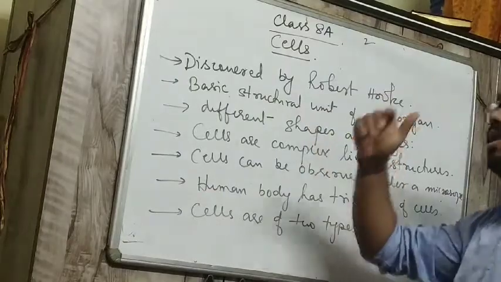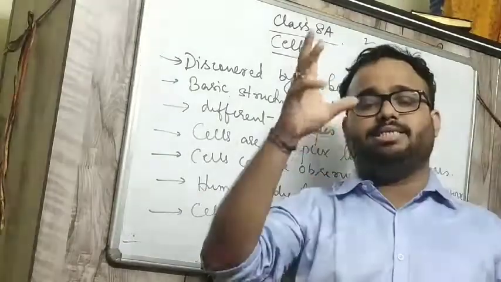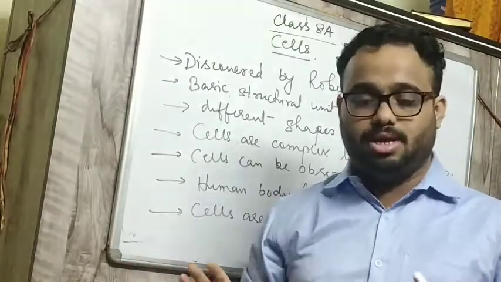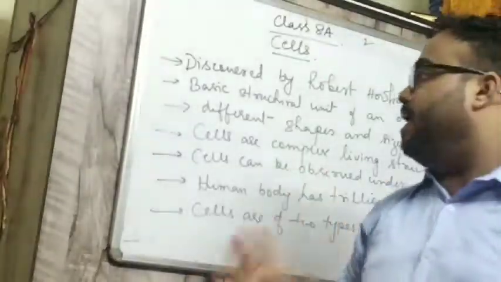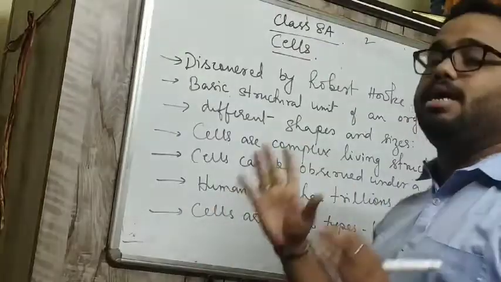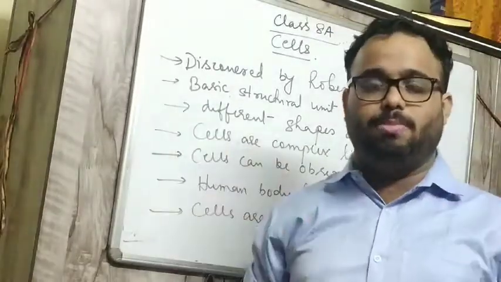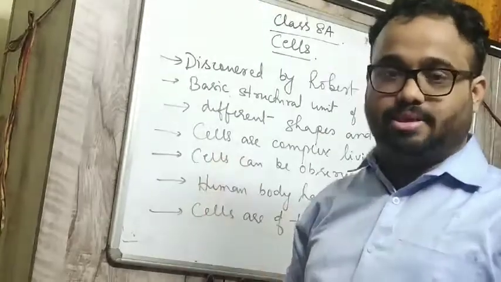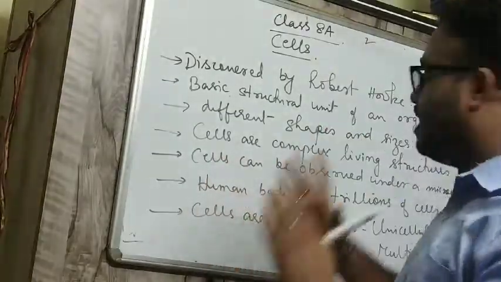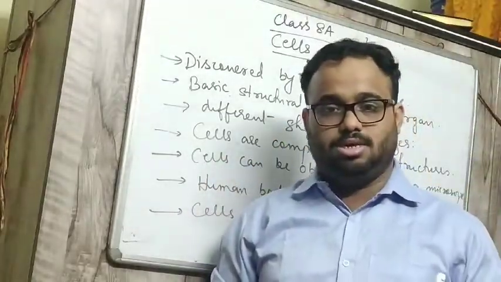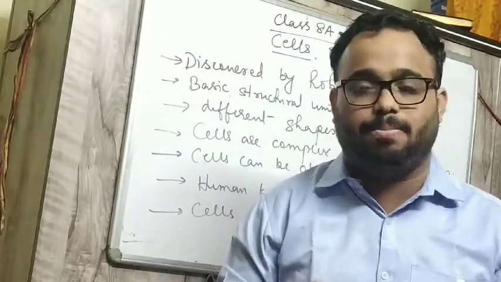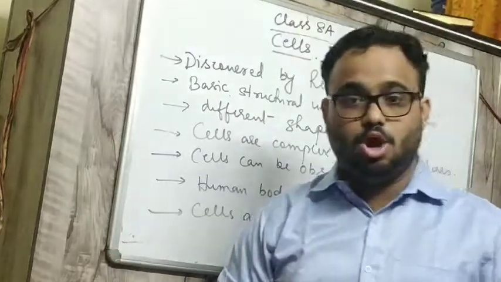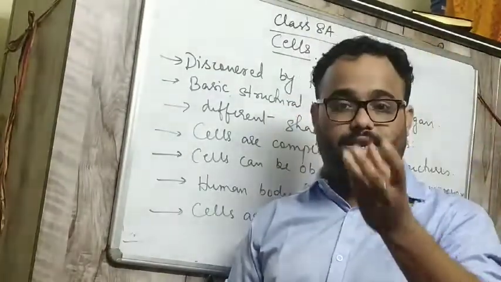Now what is a cell? Cells are the basic building block of any material, of a human being, of the bodies of any plants or animals. Cell is actually the basic structure. The cell was introduced by Dr. Robert Hooke, who first tried to identify the cell.